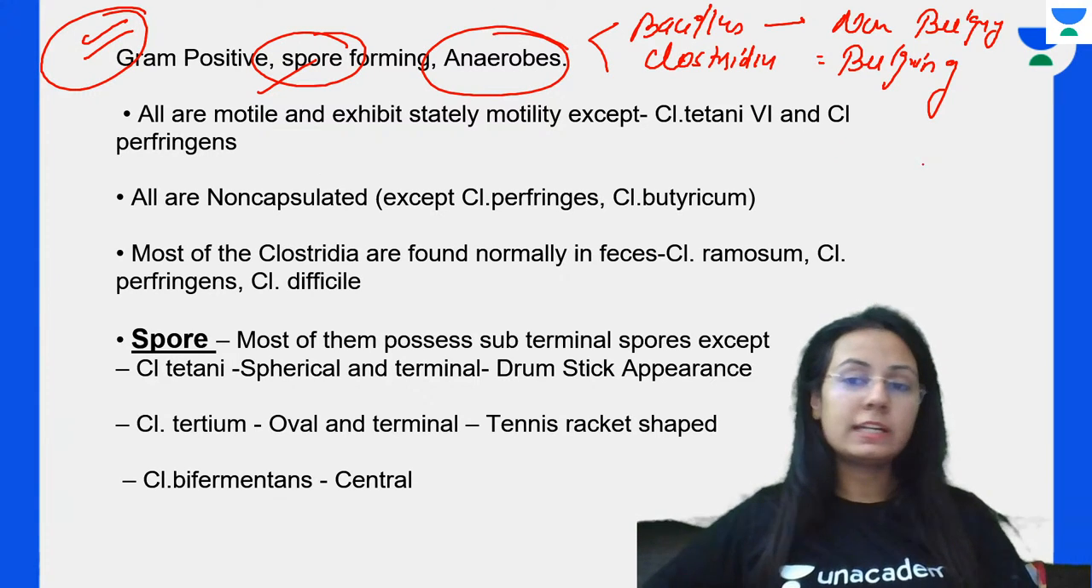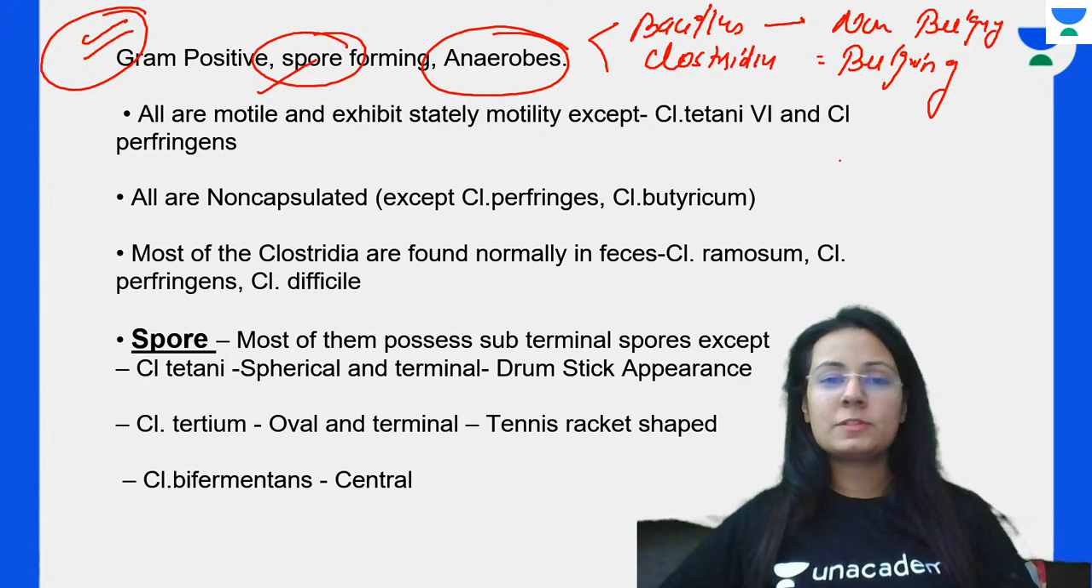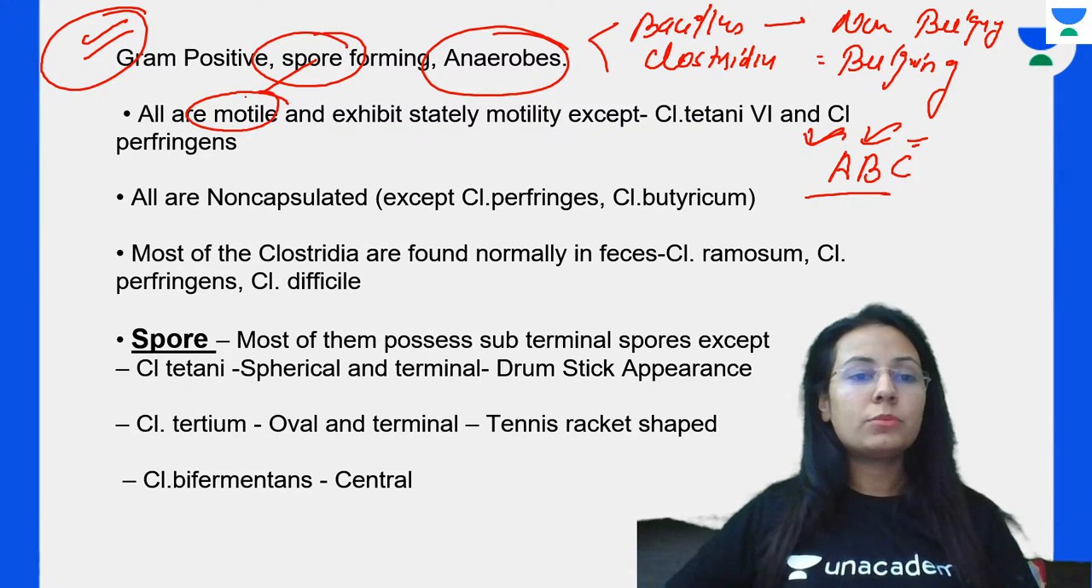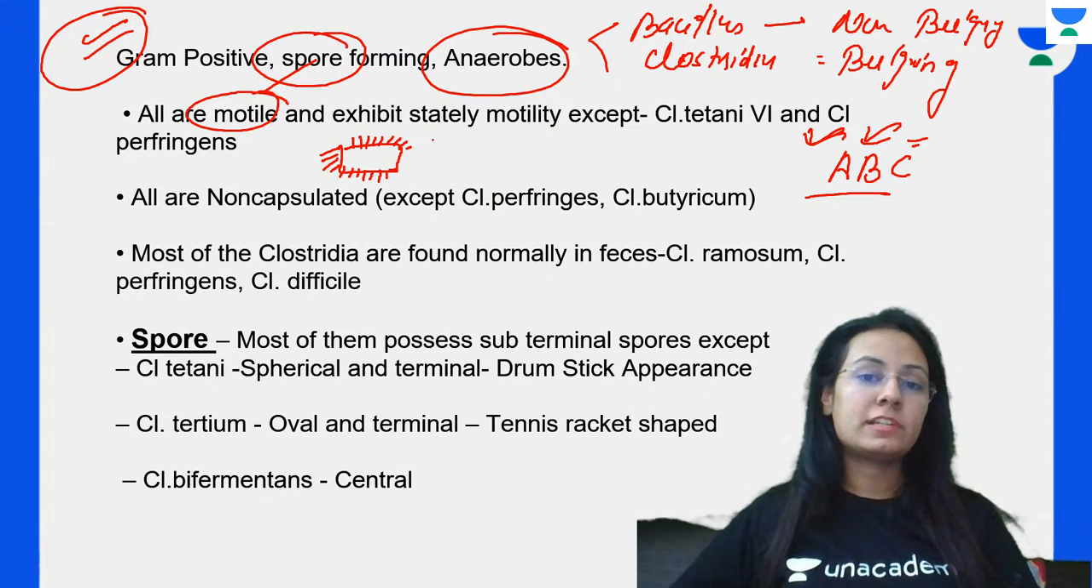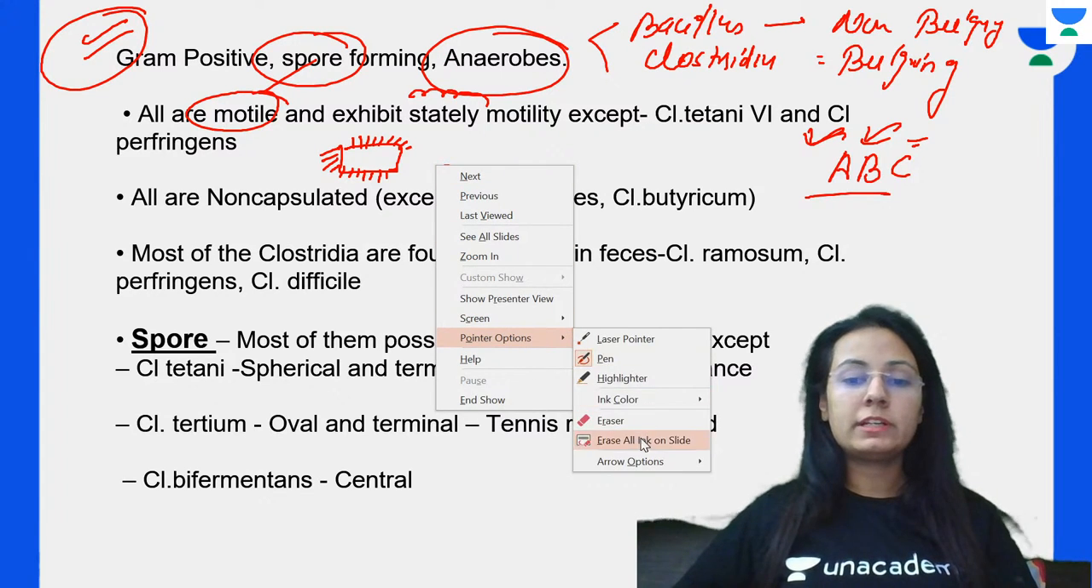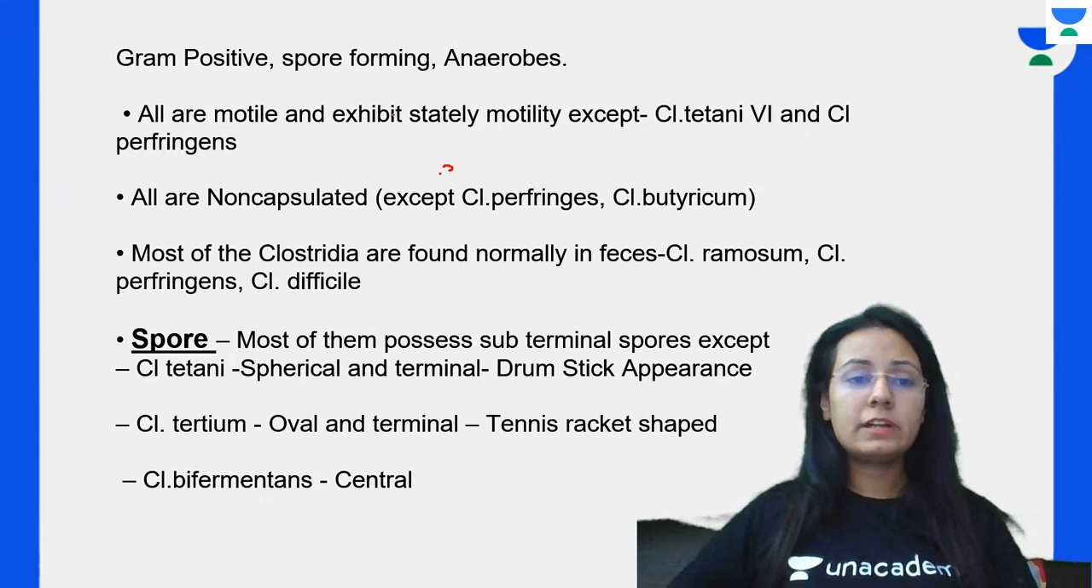Plus they are obligate anaerobes. What were those examples of obligate anaerobes? It was A, B and C: Actinomyces, Bacteroides and Clostridium. All are motile because they have peritrichous flagella. And what is the name of the motility? That is a stately motility.